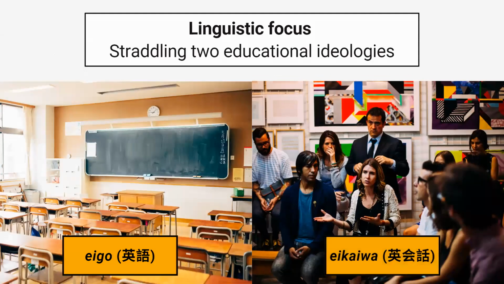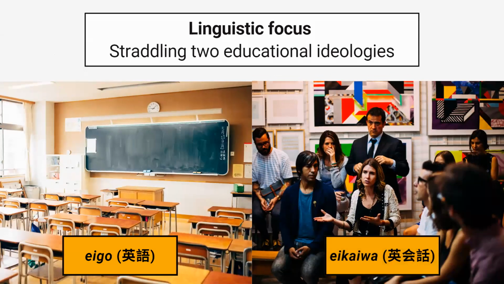Another key characteristic of the community is balancing 2 different educational ideologies within Japan. There's Eigo, which is kind of a traditional exam-focused, grammar-heavy way of studying English. And then Eikaiwa, which is the kind of conversation-focused, more internationally oriented ideology, which unfortunately comes along often with things like native speakerism or English-only policies.